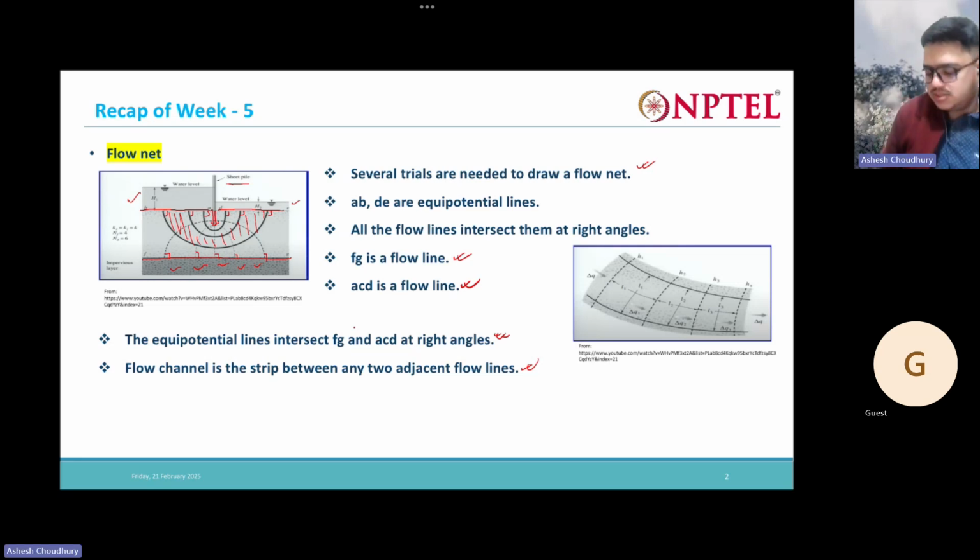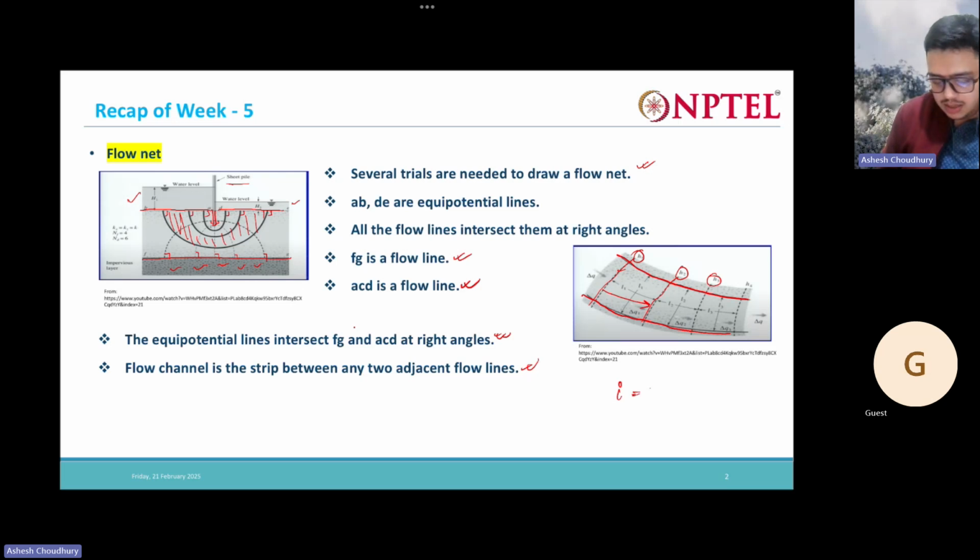Okay, so now if you see, as I said, this is a flow line, and this is a flow line. And these dotted lines are the equipotential lines. At this equipotential line, the head is H1. At this equipotential line, the head is H2, and so on. Right. So what is the hydraulic gradient for a flow from here to here?